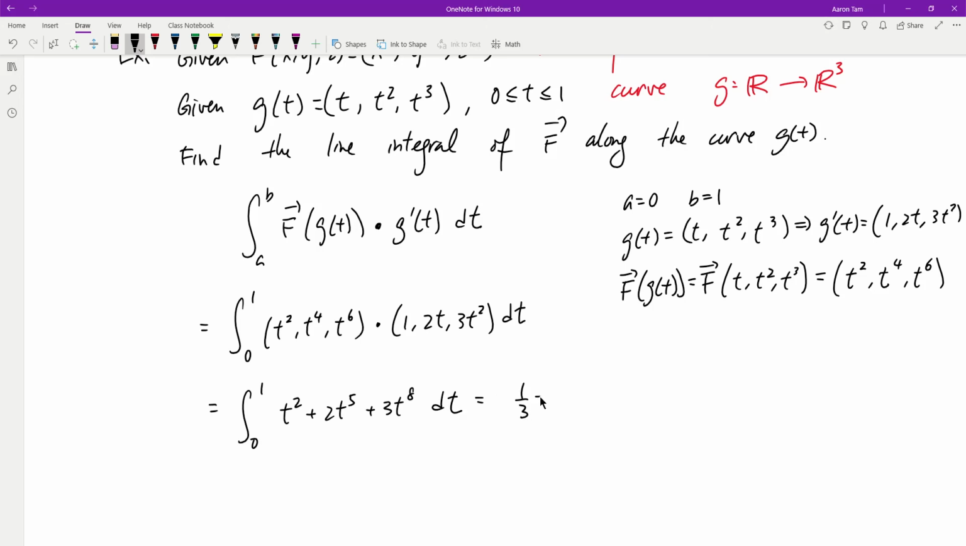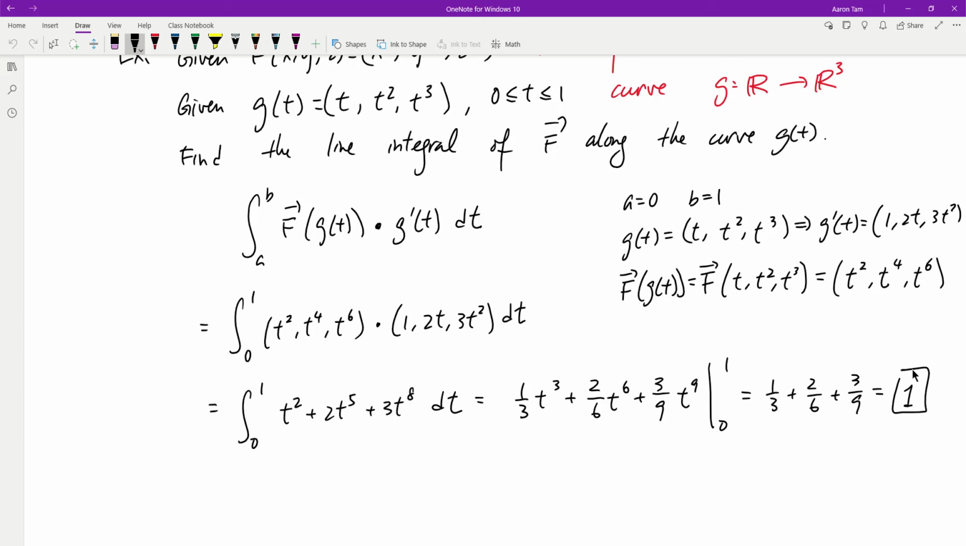So it becomes 1/3 t to the third plus 2 over 6 t to the sixth plus 3 over 9 t to the ninth, evaluated from 0 to 1. And notice when I plug in 0, this whole thing goes to 0. When I plug in 1, it's basically 1/3 plus 2/6 plus 3/9, which are all technically 1/3. So 1/3 plus 1/3 plus 1/3 gives you 1. So this line integral will come out to be a value of 1.